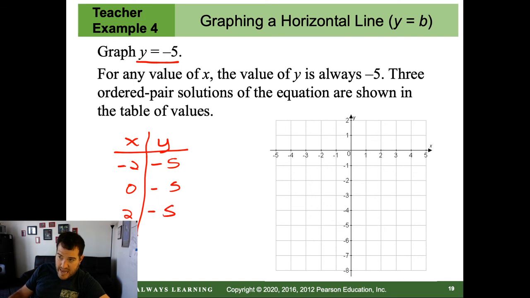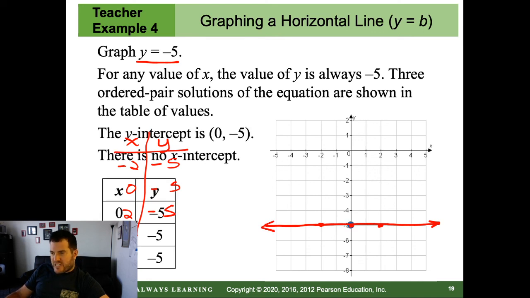We don't know anything about x. I don't see any x's up there. So that means that we get to pick a value of x that we want. So -2, -5 is going to be right here. 0, -5 is going to be right here. 2, -5 is going to be right here. And it's going to be a horizontal line that goes something exactly like that. Okay? So that one's kind of weird, but that's just like a special case.